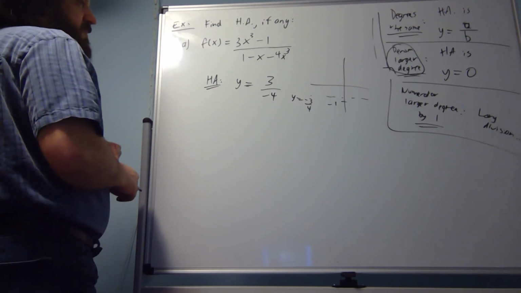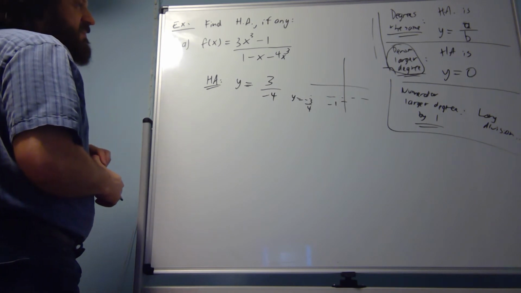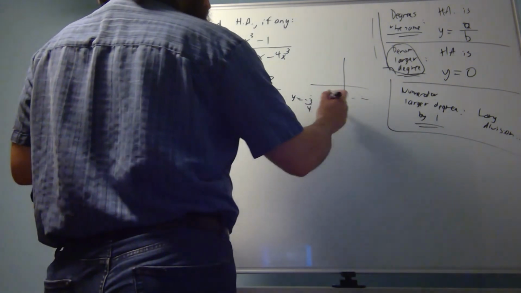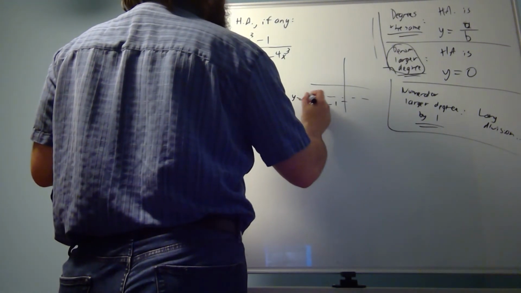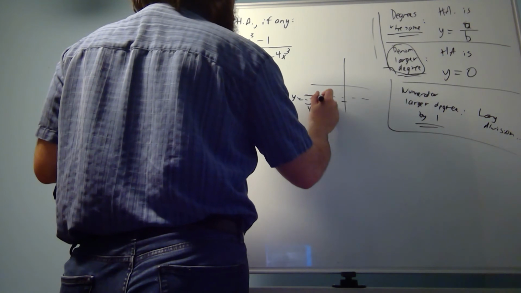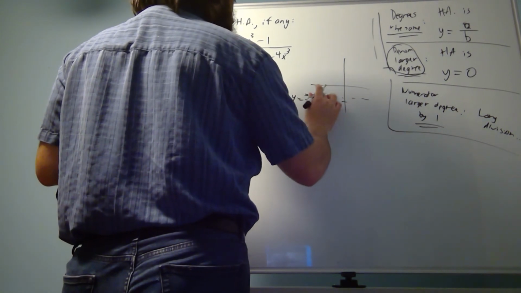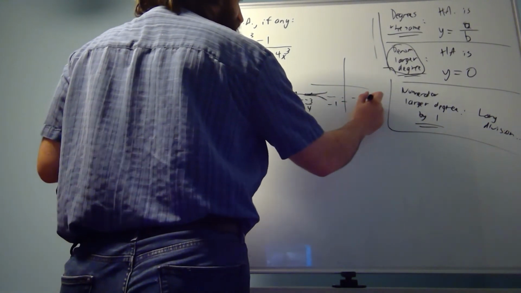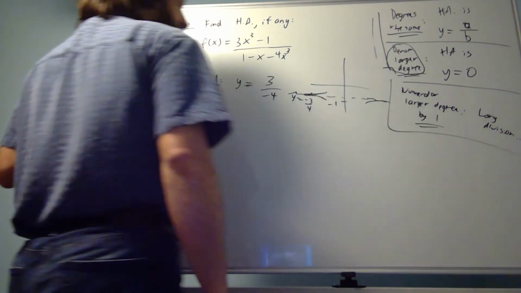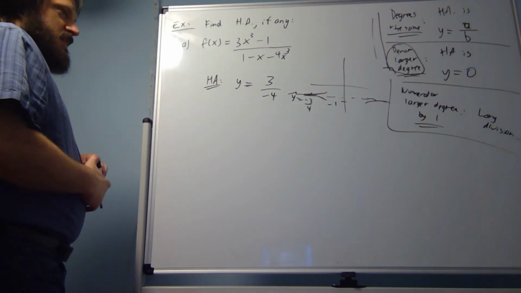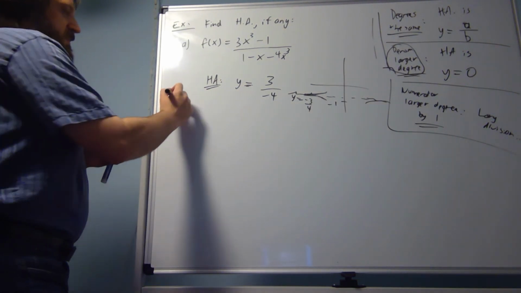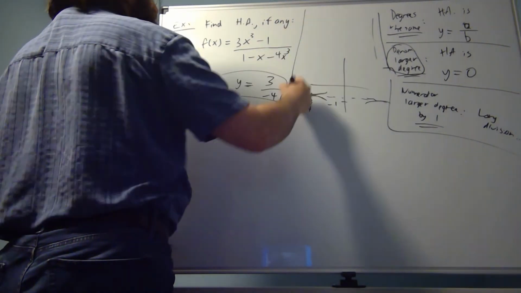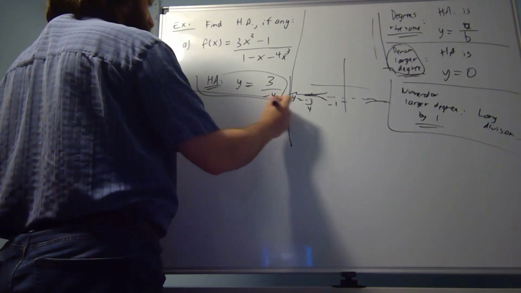So what happens, it looks like it'll either be like this, or it'll be slightly above or slightly below, or maybe it's allowed to cross even. It could, but its behavior is that it's going to be approaching that horizontal line. So if I only want the horizontal asymptote, then I'm already done here.